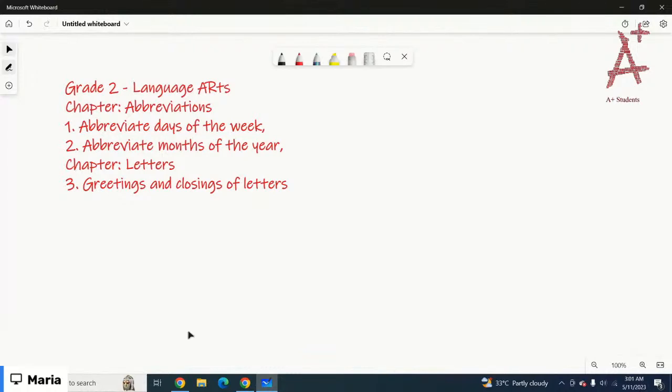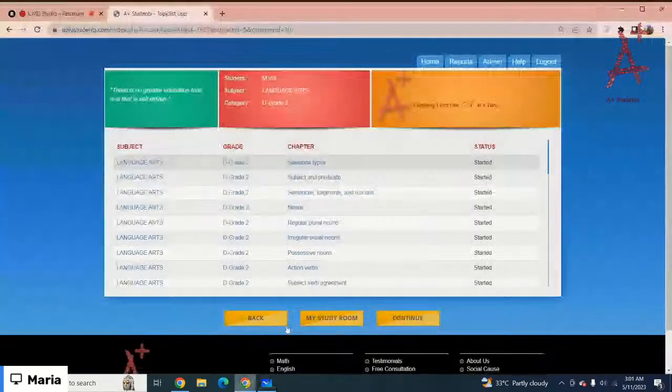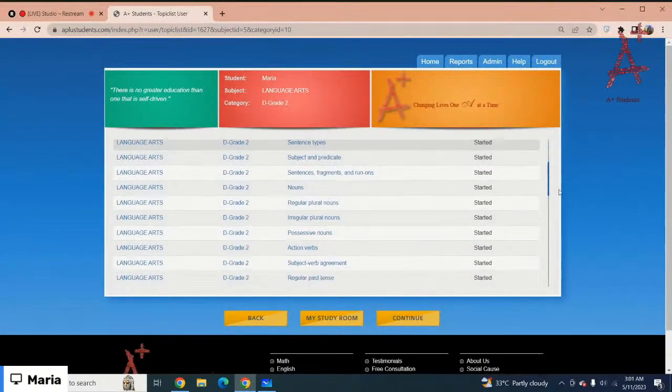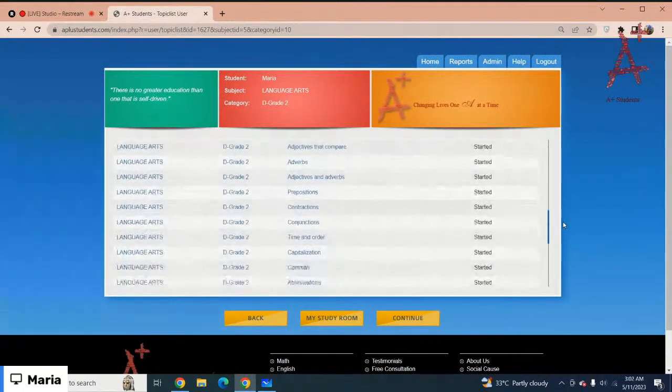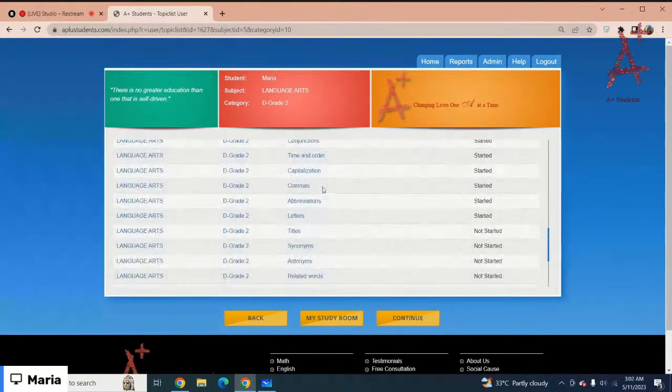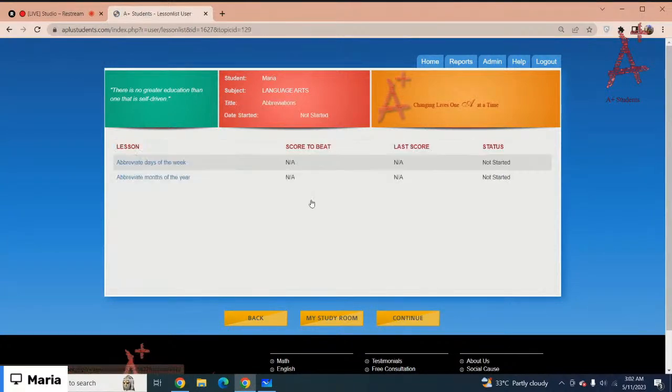We're going to start with the chapter abbreviations, and the lessons are abbreviate days of the week and abbreviate months of the year. Then we're going to start the chapter letters, and the lessons are greetings and closings of letters. So let's start with the chapter abbreviations. Okay, here I'm on grade 2 language arts. The chapter is abbreviation. So let's just start with the lesson.